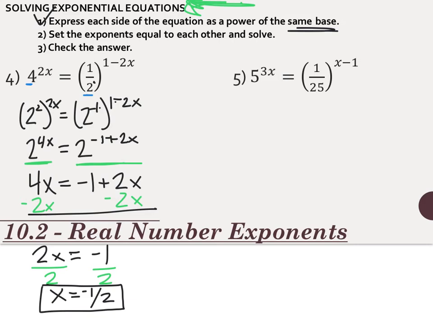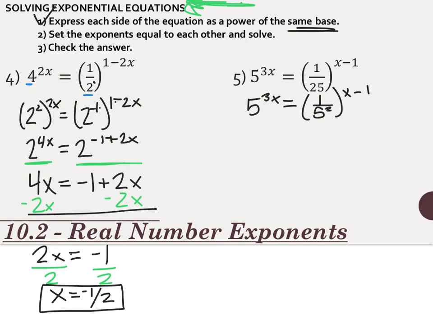So same issue over here. We need to make sure our bases are the same. Right now we have 5 to the 3x, and then we have 1 over 25 to the x minus 1. 25 is really easy to switch to become a 5. So this side stays 5 to the 3x, and we can rewrite 1 over 25 as 1 over 5 squared, because 25 is really just 5 squared.